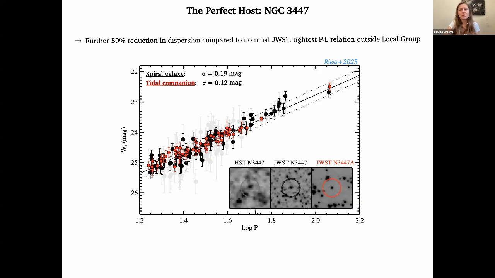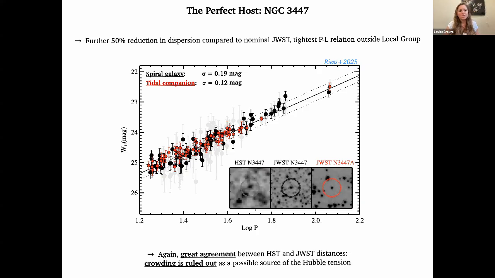And the small images here show for one Cepheid, you have the HST image. Then for the same star, the JWST one with much better resolution. And then obviously not the same Cepheid, but one at the same period in the tidal companion. And there's absolutely no background, which I think is really impressive.